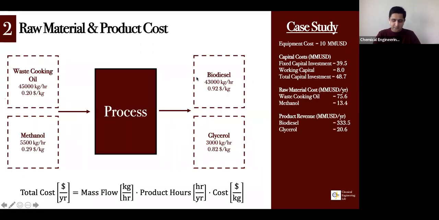Moving on, the next step that we need to do is, like I said earlier, create our mass balance. Once you have your mass balance in place, we are going to have your prices, your requirement per hour, and then your prices for each material. As you can see here, for the process, we need waste cooking oil and methanol as our raw materials, and we are producing biodiesel and glycerol.